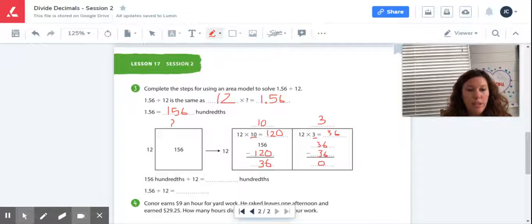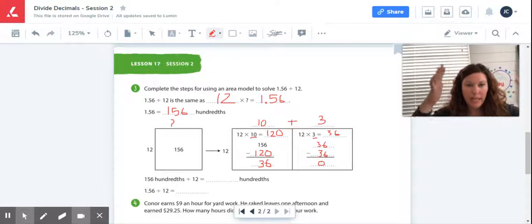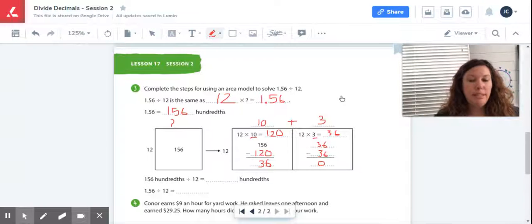So then the answer is, what's 10 times 3? 30? Is it 30? No, not 10 times, sorry. 10 plus, our area model, 10 plus 3 is 13, yes. So then our answer is 13 hundredths. So 13 hundredths, it's going to look like 0.